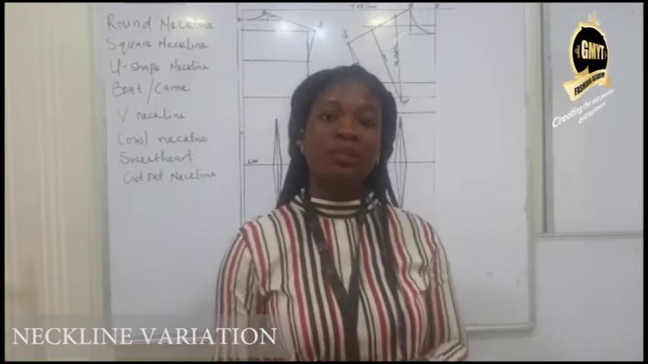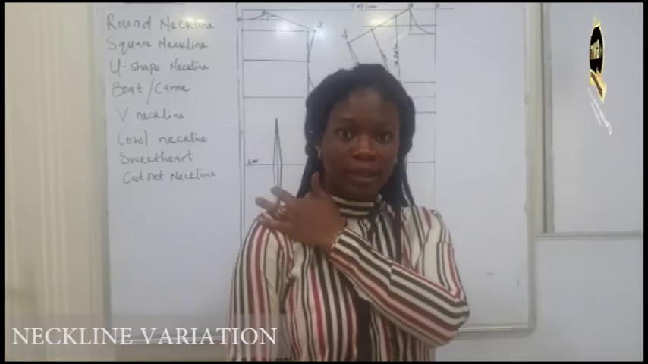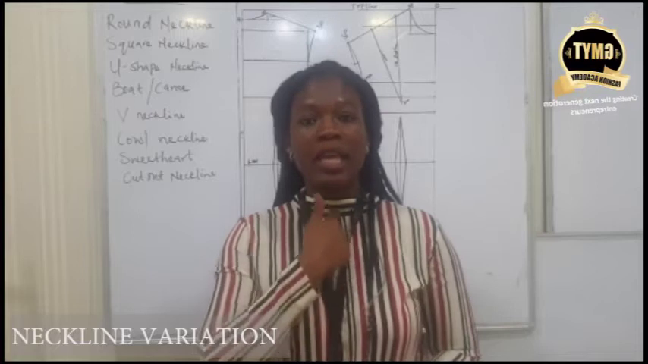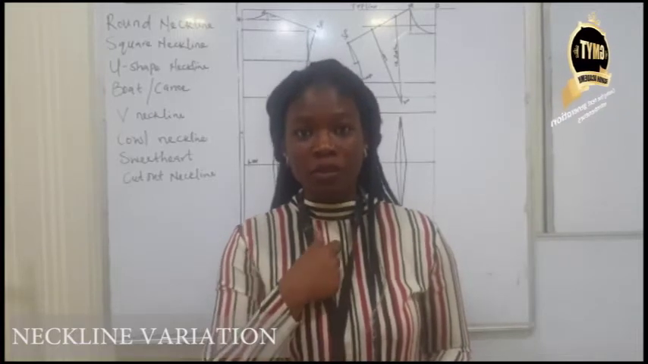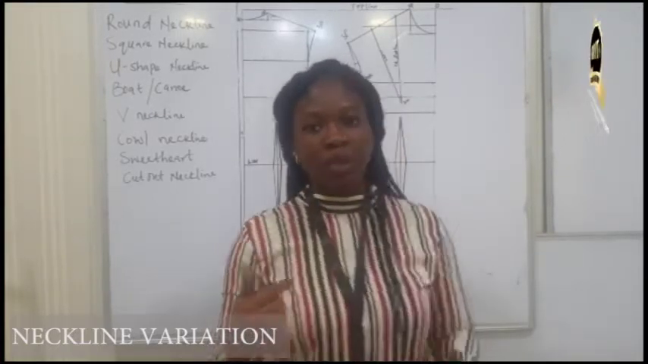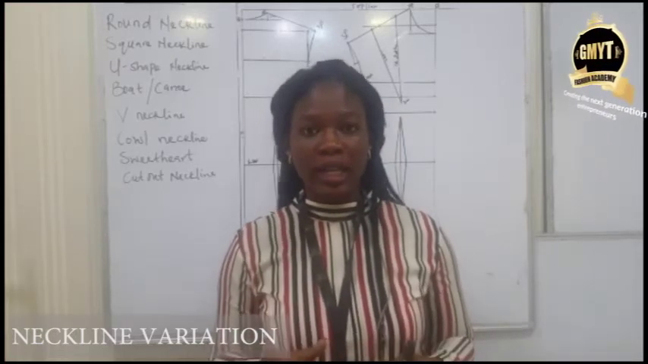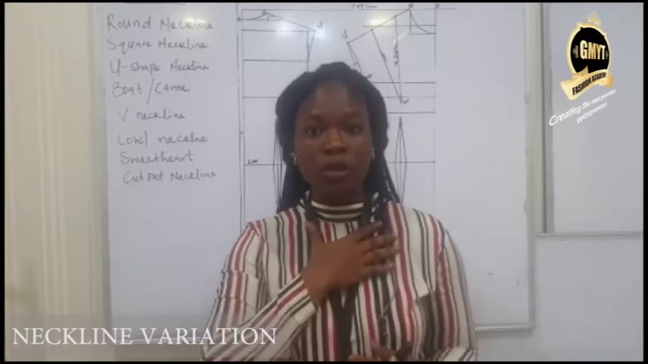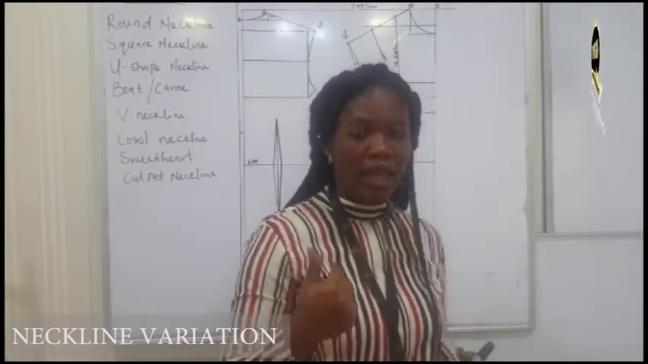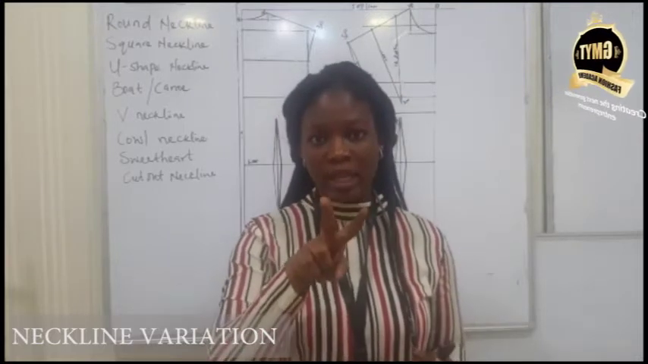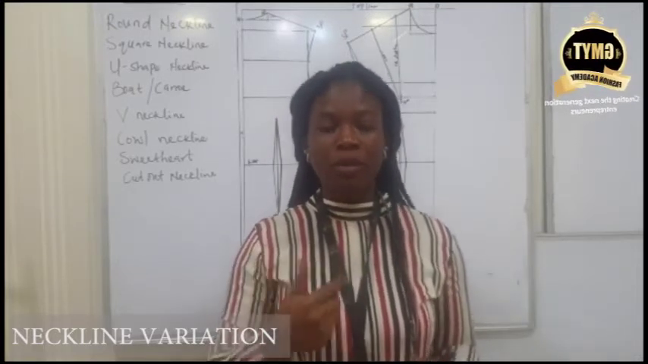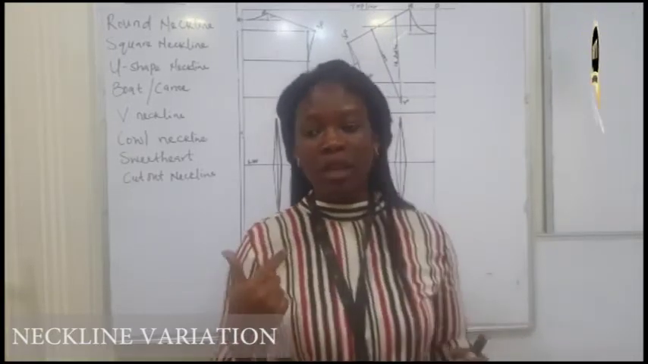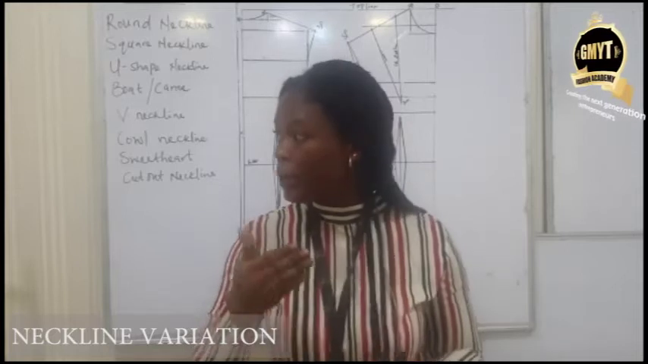Your width is measured on the shoulder line. That's where you measure your neck width from. And the depth is measured on the center front and center back. There's one thing about necklines: you might have the same kind of neckline for both your front and the back, and as well you can have two different necklines for front and back. For example, you can have a round neckline for front and a V-neck at the back.